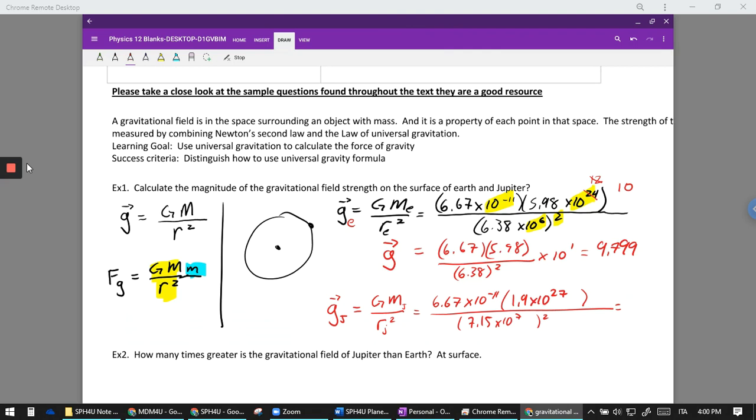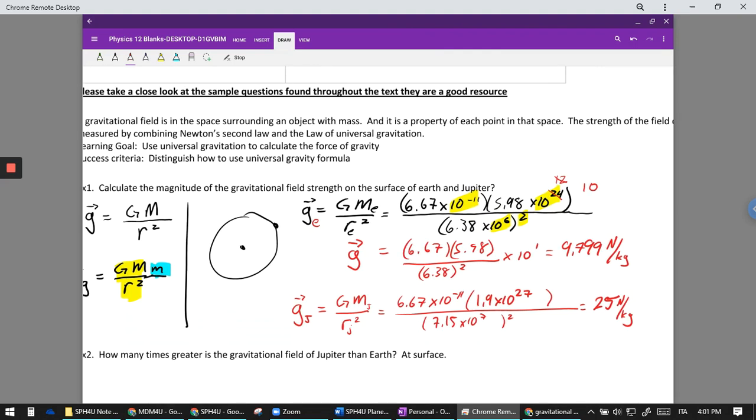This is the mass of Jupiter, 1.9 times 10 to the 27, and this is the distance from Jupiter. And it turns out after you calculate all this, you get around 25, okay? So we're just going to write down 25. And what's the units? This is newtons per kilogram, right? And the units here, so newtons per kilogram as well, okay?